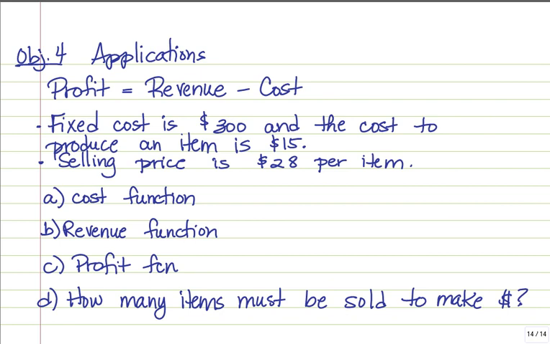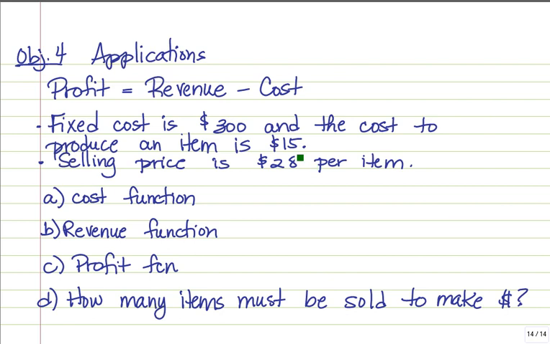Now let me finish up with an application of operations of functions. And this is a business application for revenue minus cost is equal to profit, which is obviously something you would want to know if you were in business for yourself, right? When are you going to make profit? And so an example is this. Fixed cost is $300 and the cost to produce an item is $15. And the selling price of that item is going to be $28.